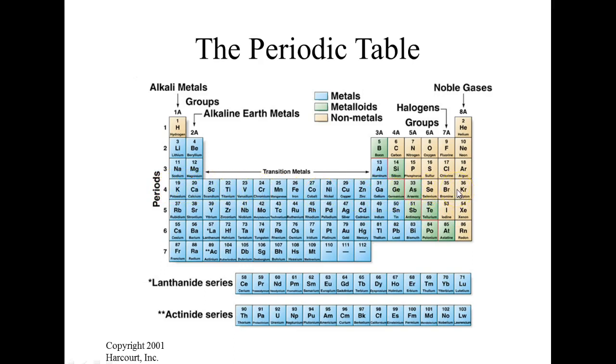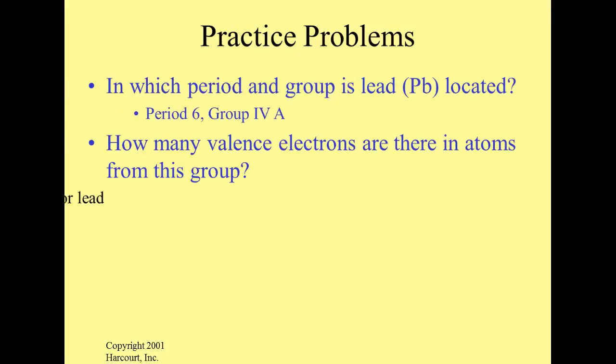Each of the periods reacts similarly as you go across. We need to know that the blue guys are metals, and they react a certain way. This group right here are called the metalloids, and those are the things you find in your cell phone, and they act a certain way. And then these are nonmetals, and they react a certain way. It would be good if you knew the groups. Alkaline metals are group 1, alkaline earth metals are group 2, halogens are group 7A, and noble gases are group 8A. We'll be using those, and we'll do practice problems in class.